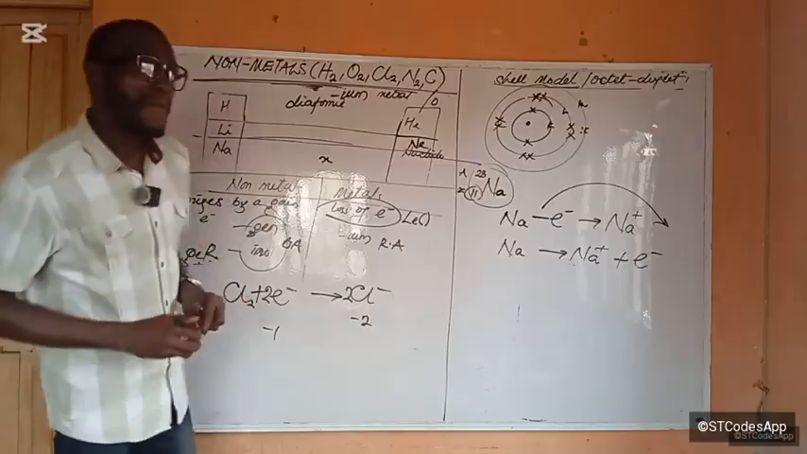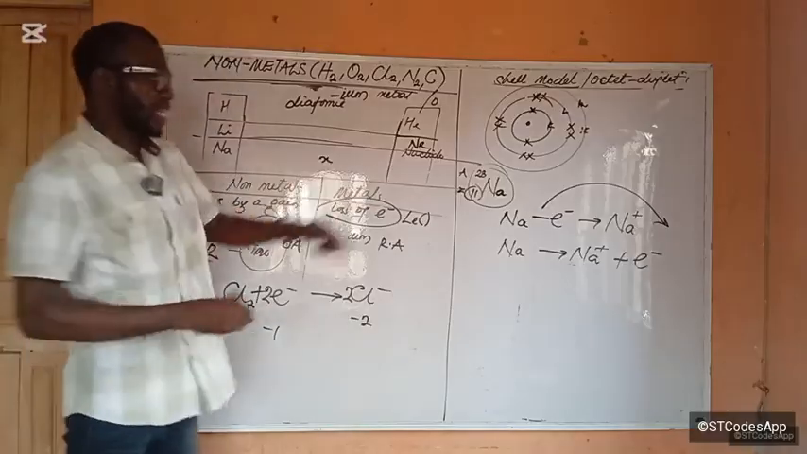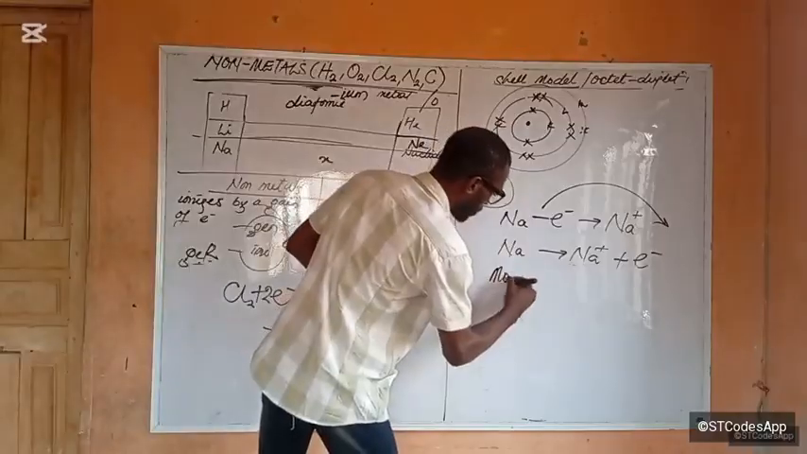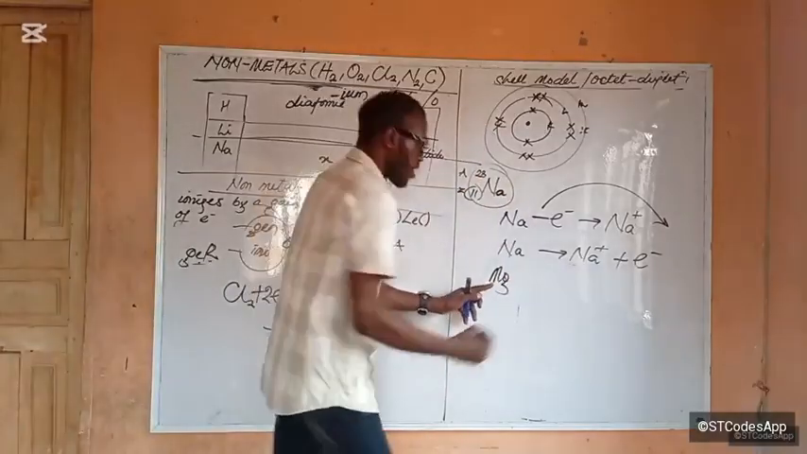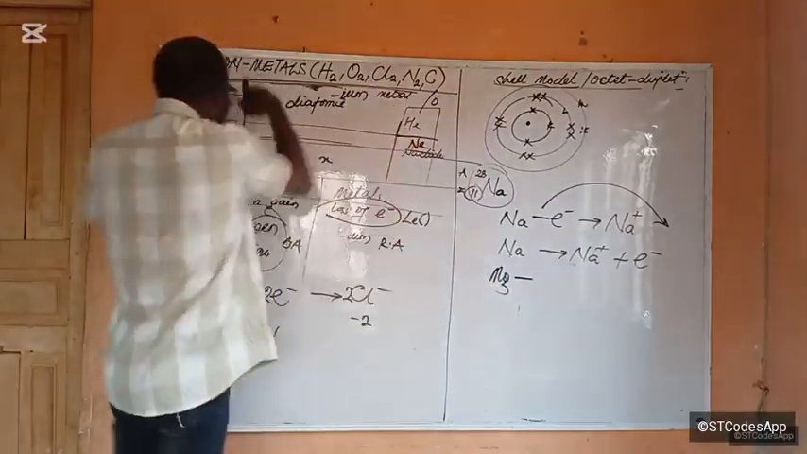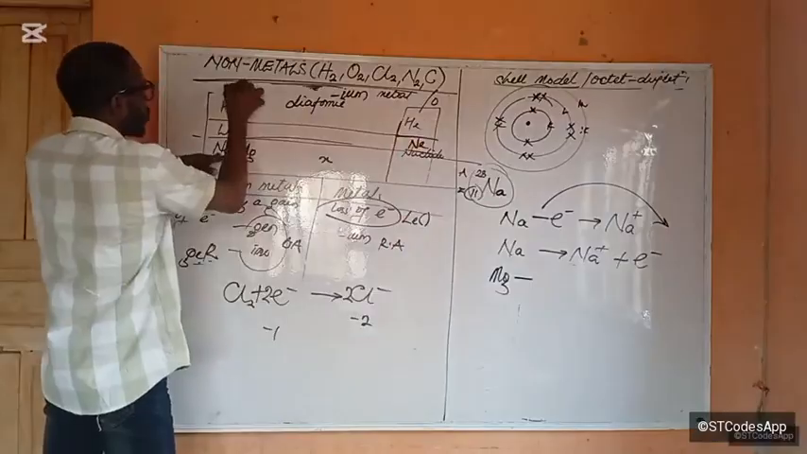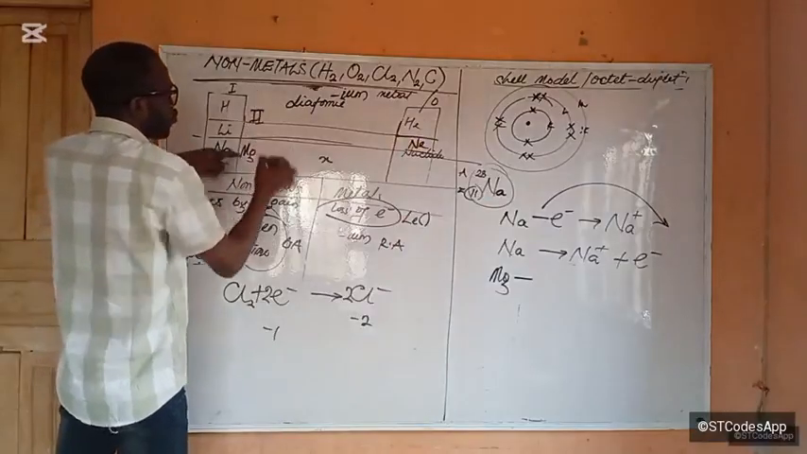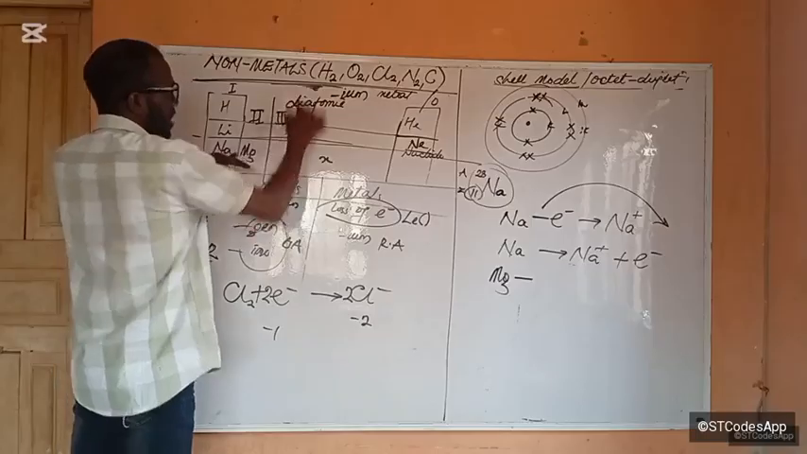But if it was magnesium, for example, that was ionizing here, it would be Mg, total electrons here, 12. But by the time it loses electrons, it usually loses 2 electrons because it's in group 2. This one loses 1 electron, this one loses 2 electrons, the other one loses 3 electrons. Are you getting it now?